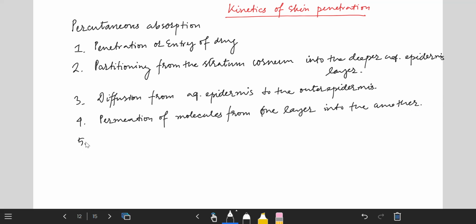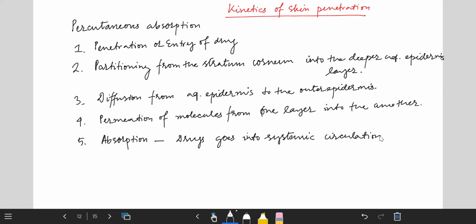And the last step, absorption. The uptake of the drug substance into the systemic circulation. So, next is absorption, where drug substances go into systemic circulation.